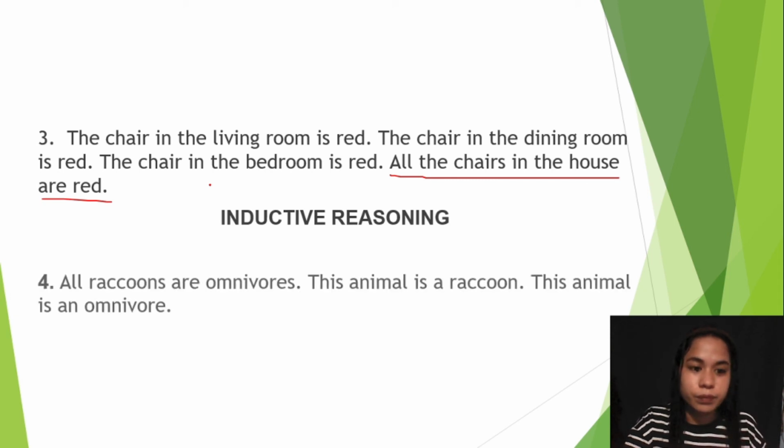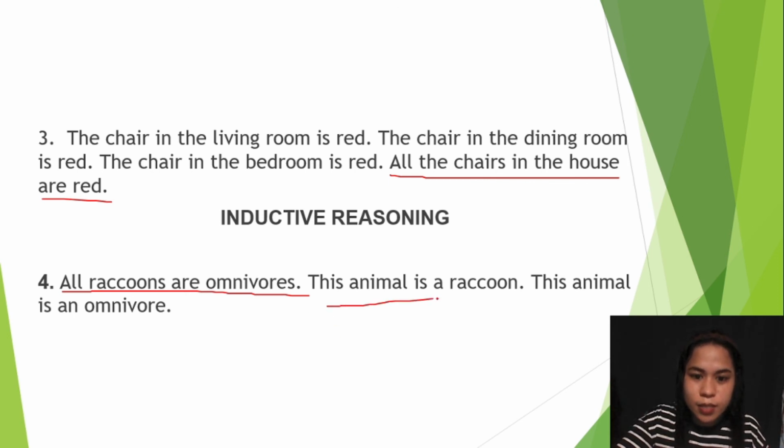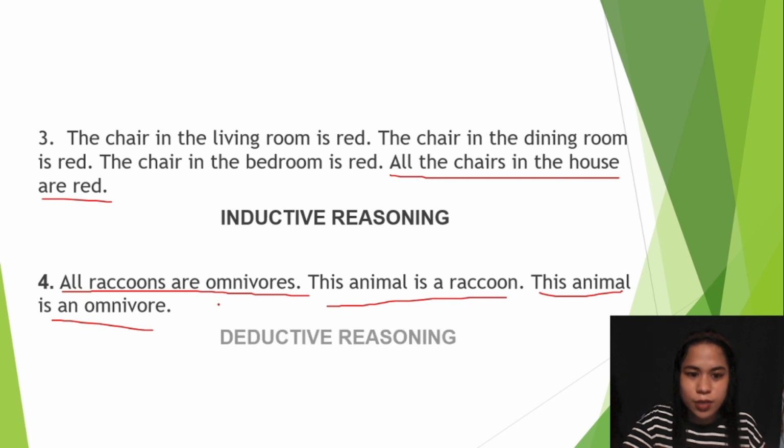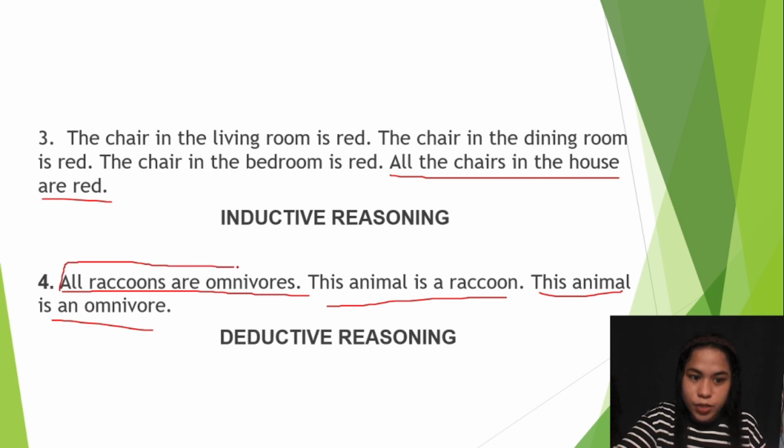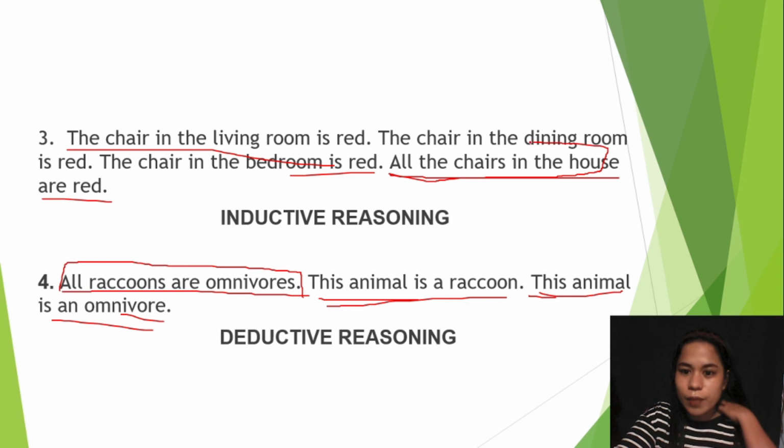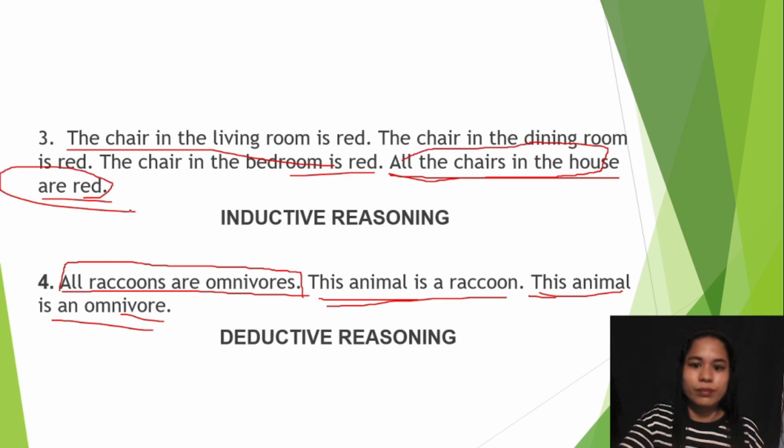Another example, all raccoons are omnivores. So, ibig sabihin, we generalize that all raccoons are omnivores. This animal is a raccoon. Therefore, this animal is an omnivore. So, from this example, we can conclude that this reasoning is a deductive reasoning because nauna yung general conclusions, then nagbigay ng mga specific example. Again, dito, nauna yung specific example, then we arrive at the general conclusions. Understood?